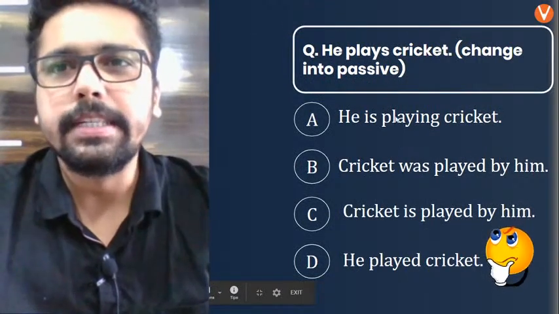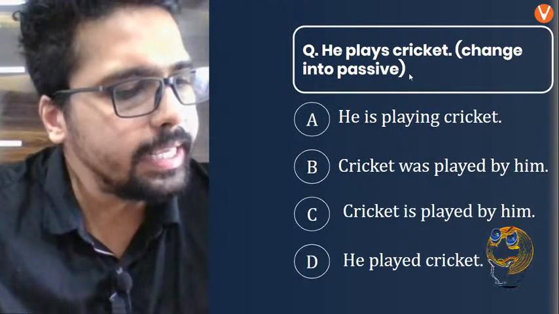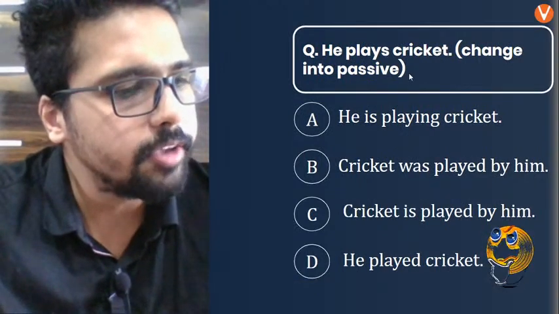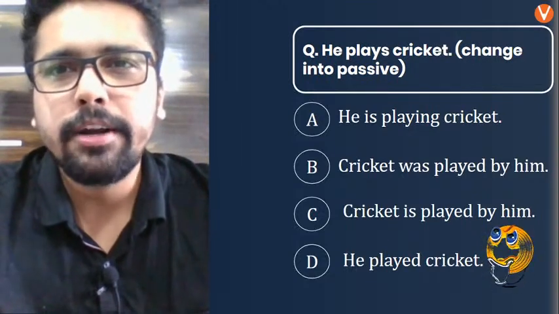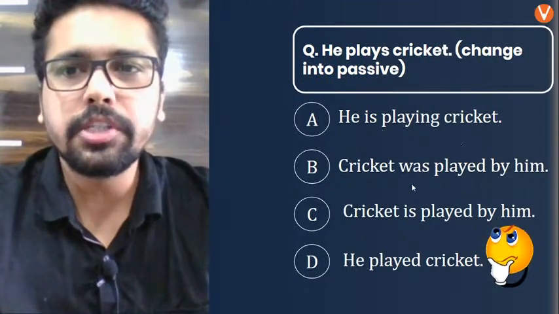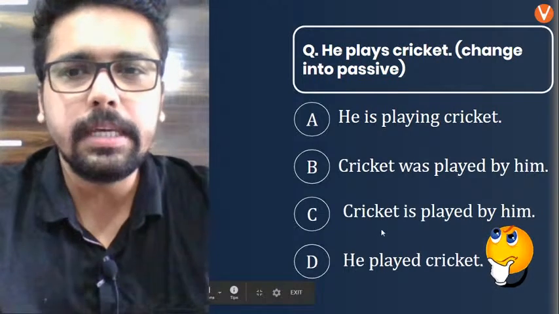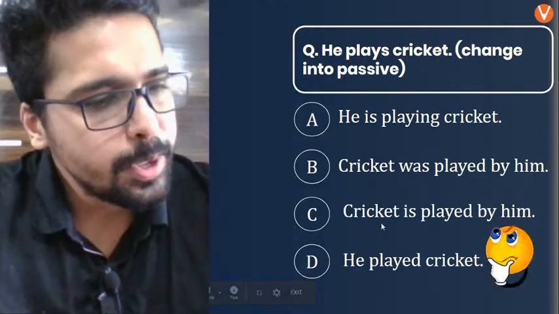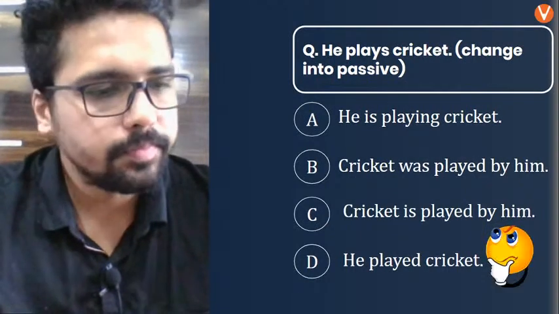Now look at this here. He plays cricket. If you can change this into passive, quickly give me your answer in the chat box. He plays cricket. Now this is simple present tense. Options: B, cricket was played by him; C, cricket is played by him; or D, he played cricket. What do you think the answer can be? Tell me in the chat box.